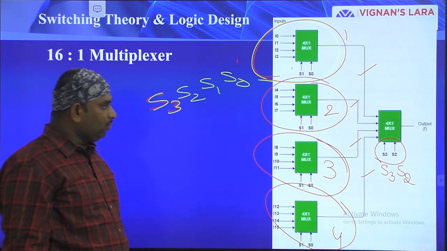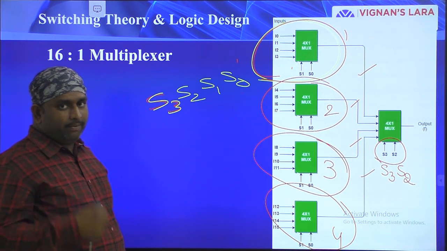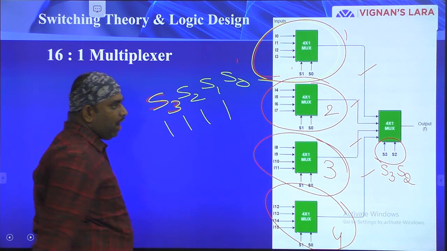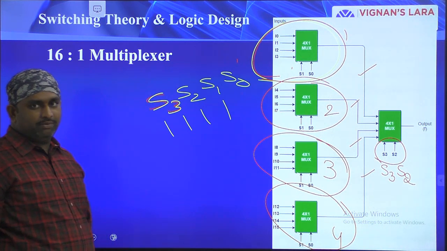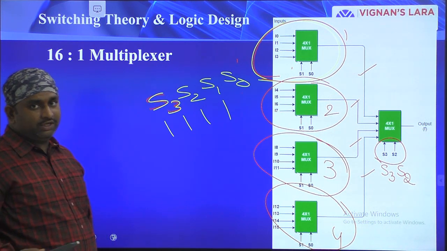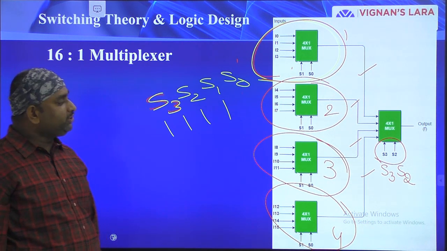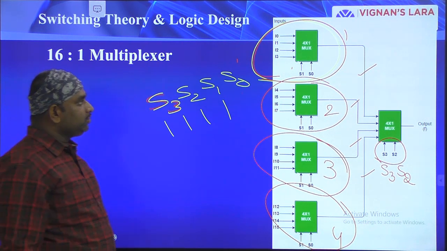Okay. Right. Now coming to here. For example, take R1s. Which input goes as output? So see here.